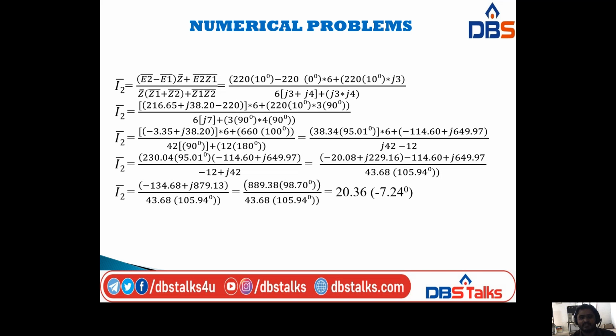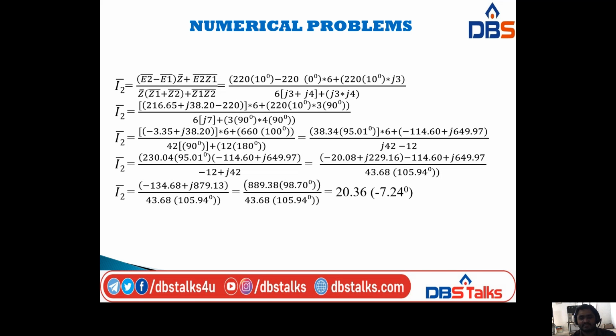So that is equal to, after simplifying this we have, please convert this minus 3.35 plus J38.20 into polar form, and finally we have 38.34 at an angle of 95.01 as the polar form for minus 3.35 plus J38.20, whole into 6, plus 660 at an angle of 100, which is in polar form. Please convert this into rectangular form, and finally we have minus 114.60 plus J649.97 divided by J42 minus 12.